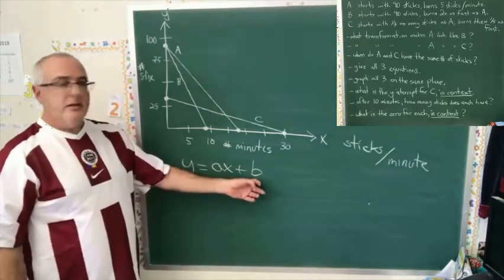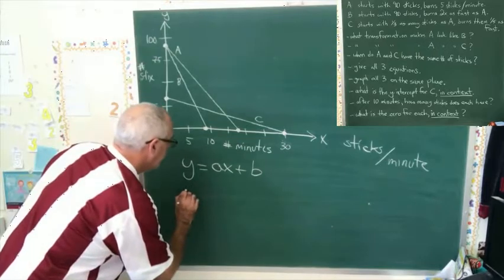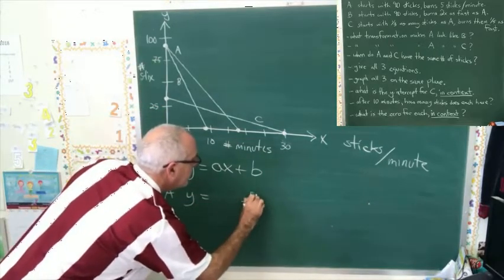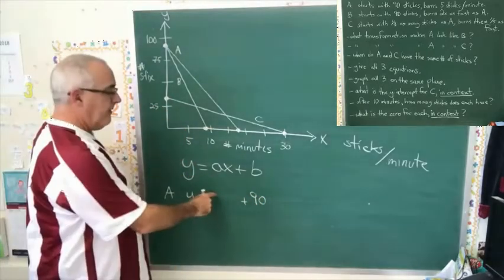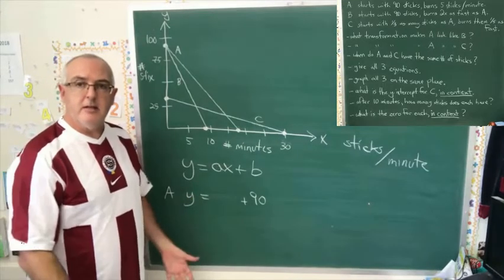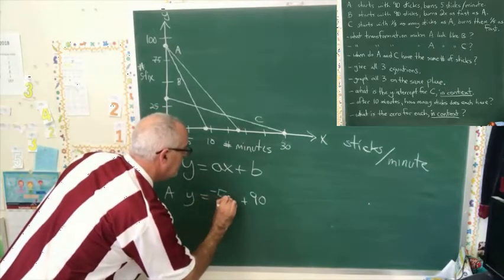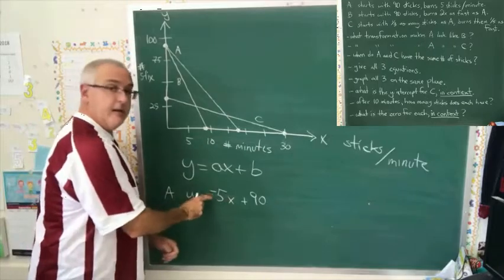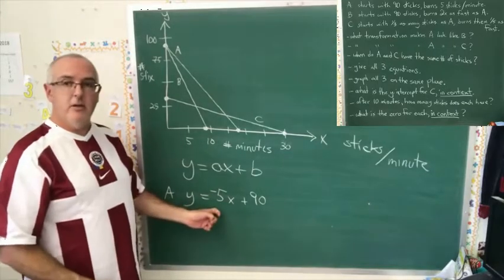B is the y-intercept. We already know the y-intercepts for A and B are both 90. So for A, y equals, I need a plus 90. A burns 5 sticks per minute, so should I write 5x? No, they're burning them. They're less sticks over time. It's a negative slope. It's negative 5x. So interesting how this question never really said anything telling you there's a negative sign there, but the information is still there for you to figure out that it has to be a negative slope.